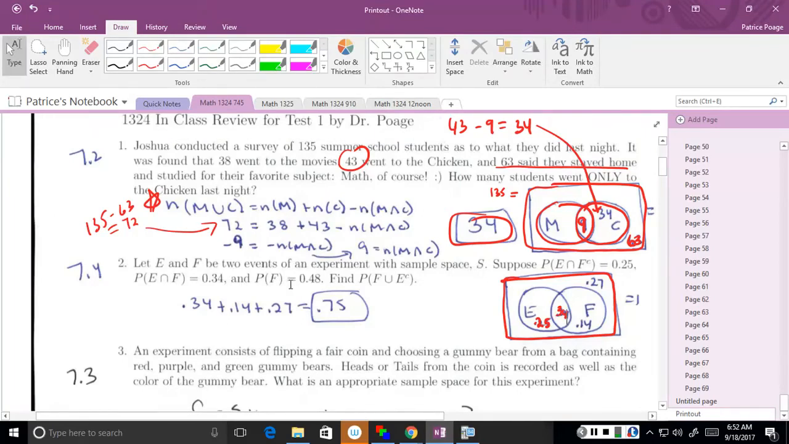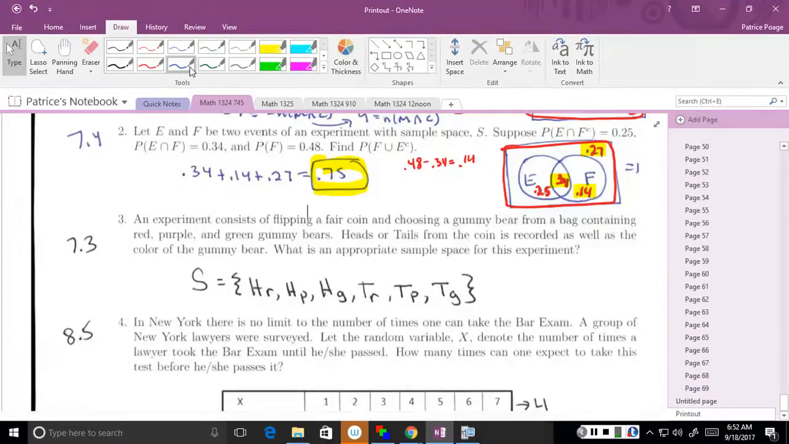The probability of circle F is 0.48. If I already have 0.34 in there, I could do 0.48 minus 0.34 and get that there's 0.14 on the outside over here. And since the whole thing adds up to 1, I can do 1 minus all those numbers, and I get 0.27 on the outside. And then the question says, find the probability of F union E complement. Union means plus, so I want to add up everything in F plus everything not in E. I already got the 0.14, I need to include the 0.27, and that comes out to 0.75.